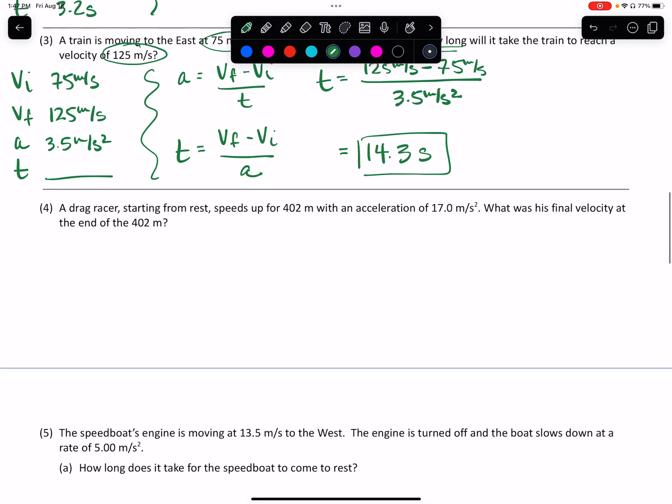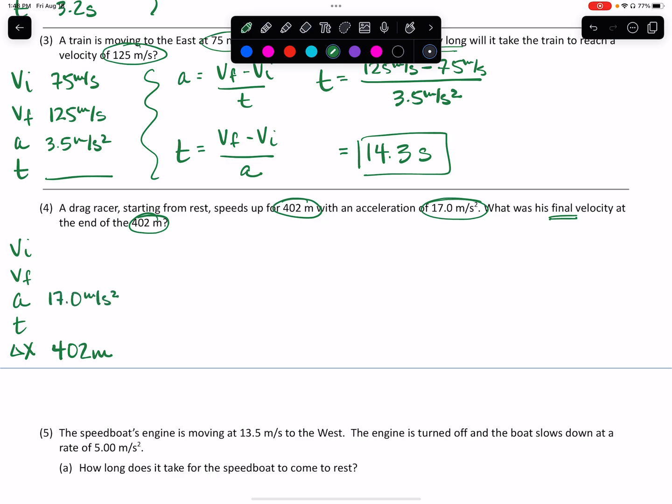Now let's try one that's got distance in it. A drag racer starting from rest speeds up for 402 meters with an acceleration of 17 meters per second squared. What was his final velocity at the end of that 402 meters? So we've got v initial, v final, acceleration, time, and that change in position, delta x. What do we know? We know the change in position was 402 meters. I know that the acceleration was 17 meters per second squared. I started from rest, so initially I had a 0 velocity. And I'm trying to figure out what that final velocity is.